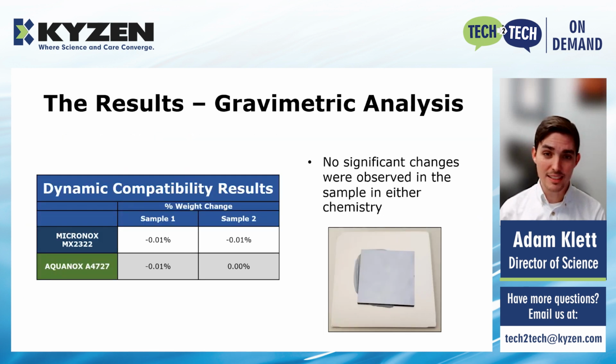So if we look at the dynamic testing data, the gravimetric results are very promising and very similar to the static tests, where we see that there's little to no change across the two samples that were tested in either case. And this makes sense because if you look at the sample there on the bottom right, there's very little surface area that is actually exposed to the chemistry, which is a good thing in a lot of these cases because it doesn't allow the chemistry to reach the middle or the bulk of the material. And so we see very little weight change in our sample as well. And this lines up with the static testing as well.